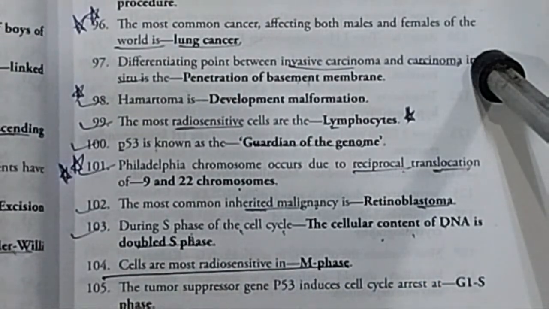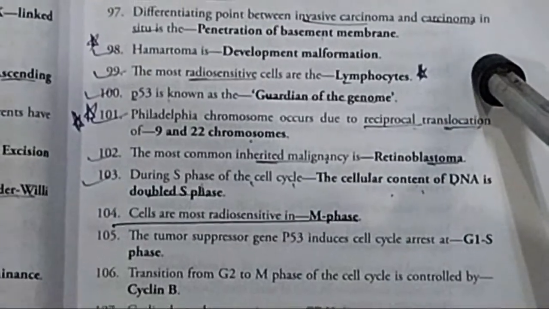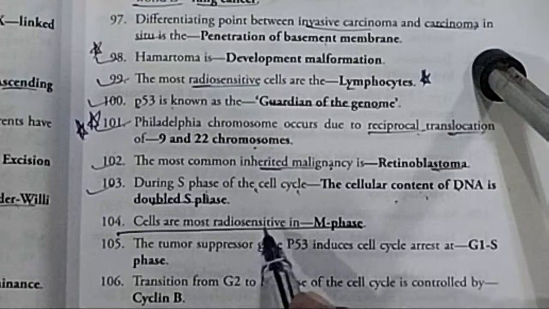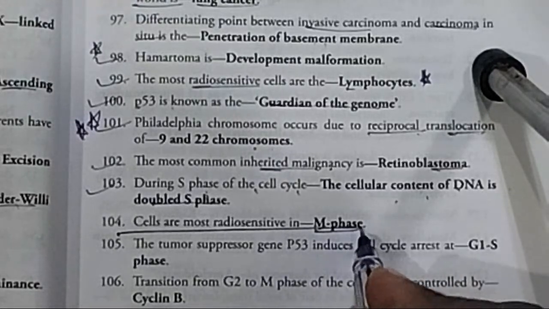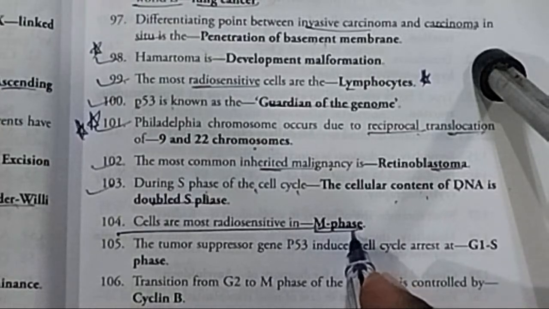The next important MCQ: cells are radiosensitive in. I have already discussed that during the cell cycle, the cells are most radiosensitive in what phase? The cells are most radiosensitive in the M phase of the cell cycle.